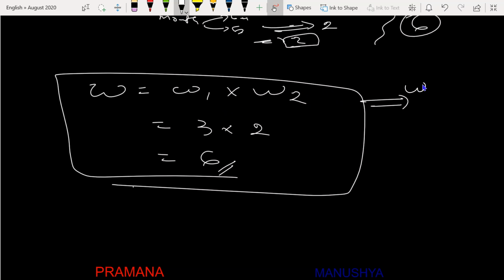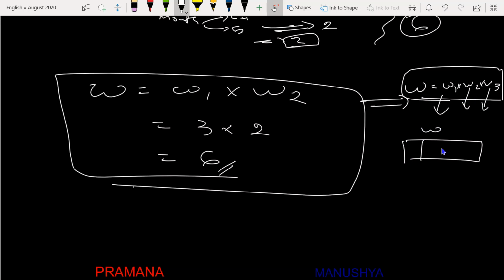If I have divided the work into three parts, then W1 into W2 into W3. W1 is the number of ways the first part can be done, W2 is the number of ways the second part can be done, and W3 the third part. So the total ways will be by the multiply rule, as the total work is divided into three parts.